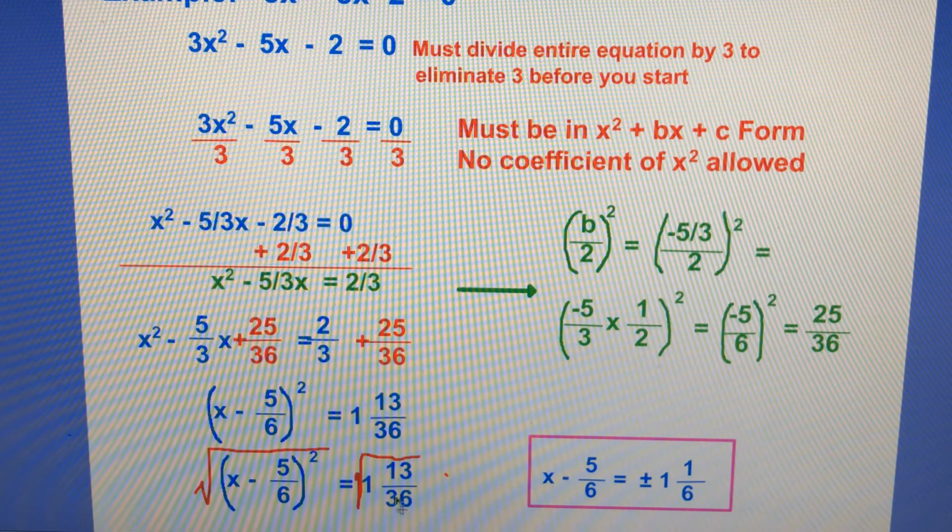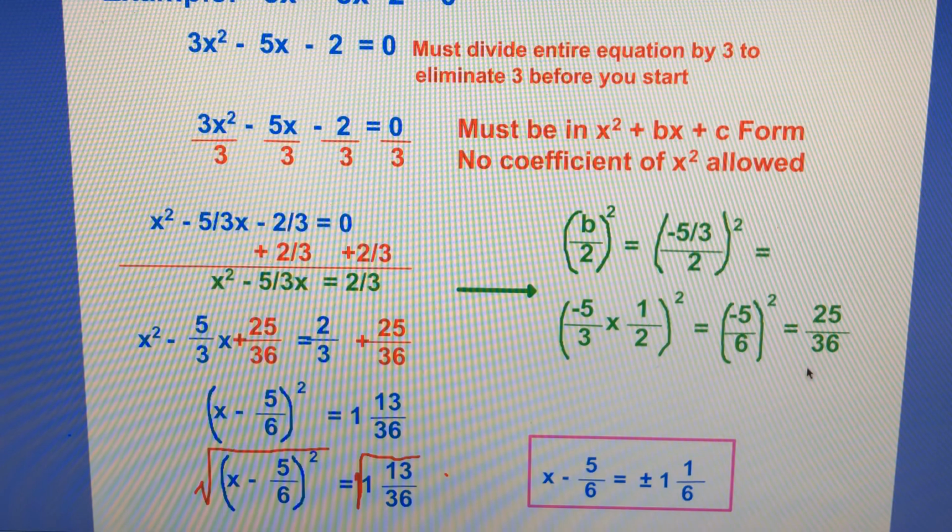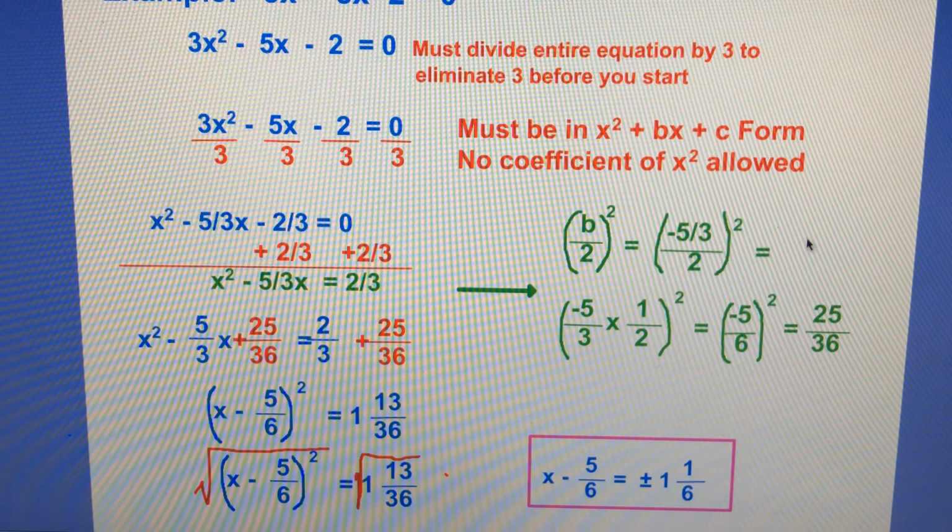Take the square root of both sides. That means that x minus 5/6 equals plus or minus 1 1/6. And now you're going to solve it twice. This was way more complicated than you wanted to know about, but it's important.